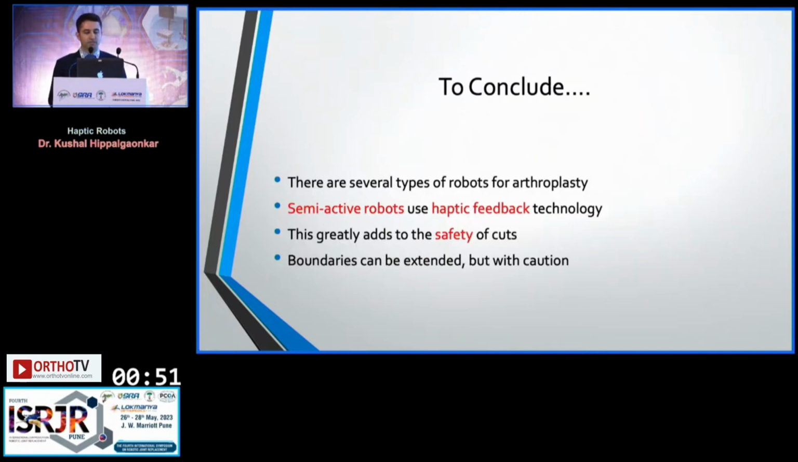So to conclude, there are several types of robots we know. Semi-active robots are the ones that use haptic feedback technology, and in specific the Mako. This greatly adds to the safety of cuts. Boundaries can be extended, but with caution.